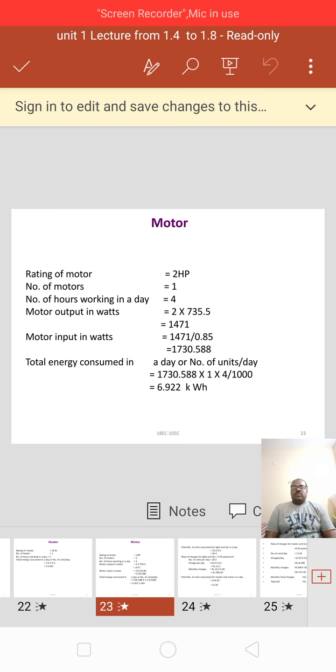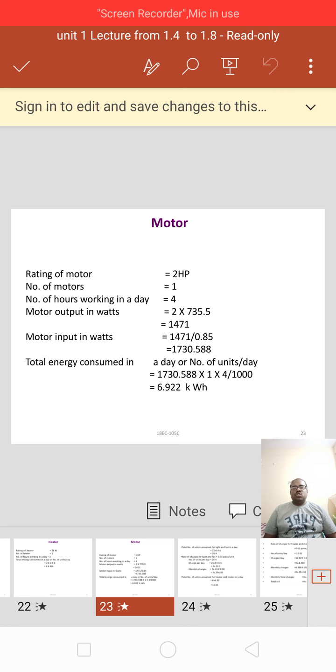Next, motor. Rating of motor equal to 2 horsepower. Number of motors used in our problem is 1. Number of hours working in a day 4. Motor output in watts, that is 2 into 735.5, that equal to 1471. Okay, motor input in watts equal to 1730.588. Already we deduced that result.